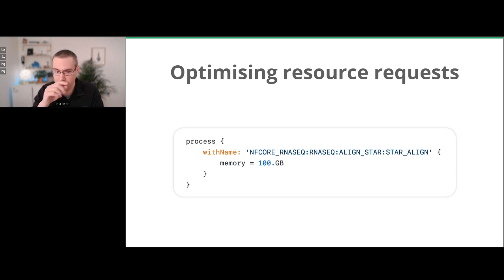Now, you can imagine that you can start building these config files out and you can be more or less specific. We have labels which have consistent naming within nf-core, so you can bulk change the request for a whole load of processes in one go, or you can really drill down and start doing it per process, which is more time consuming for you, but allows a greater level of fine-tuning.